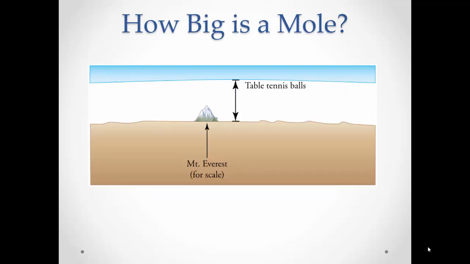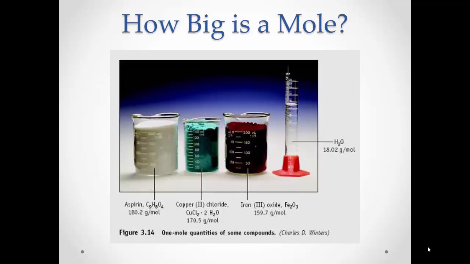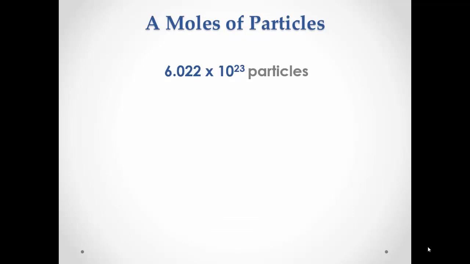big is a mole? Say you have 1 mole of ping pong balls. This would cover the Earth to a depth of about 25 miles. However, when we are dealing with atoms and molecules, we are dealing with extremely tiny particles. For example, if we have 1 mole of water, we have 18 milliliters of water. So a mole is a convenient way to count lots and lots of tiny particles.